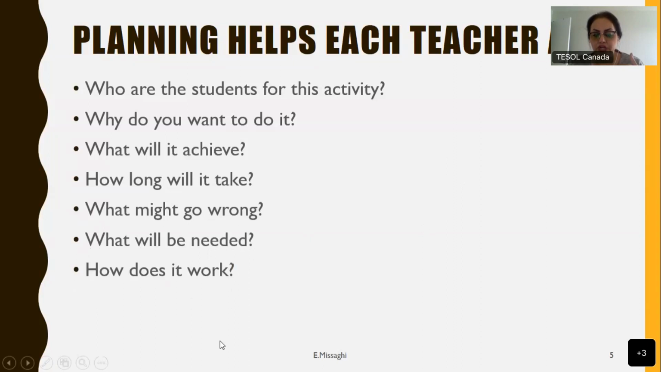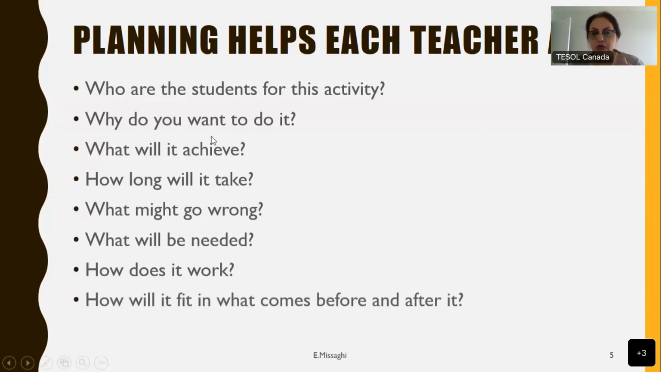How does it work? The process. What is the process? What comes first, second, third, from A to Z? And you also need to say what about the interactions? Are they in pairs? Are they in groups? So how does it work?